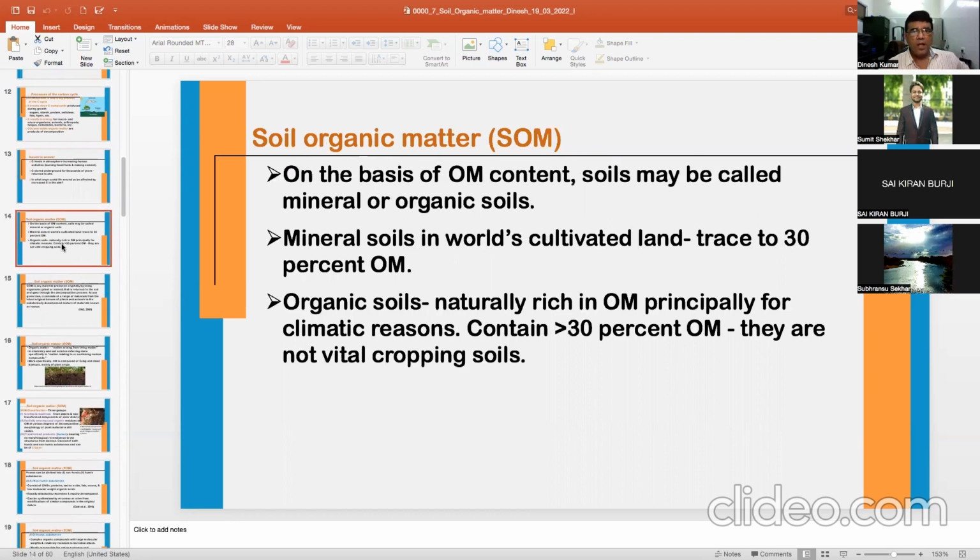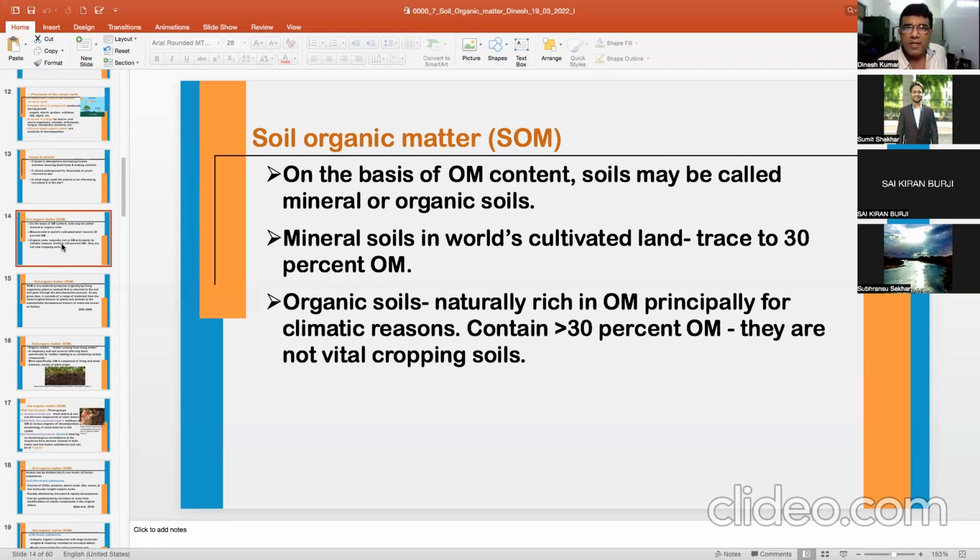Now we come to soil organic matter. How to define it? So on the basis of organic matter content, soils are classified into two: mineral soils and organic soils. So what is the difference between mineral soil and organic soil? Mineral soil in the world's cultivated land contains up to 30% organic matter. Means if your soil contains less than 30% organic matter, of course it is too high.